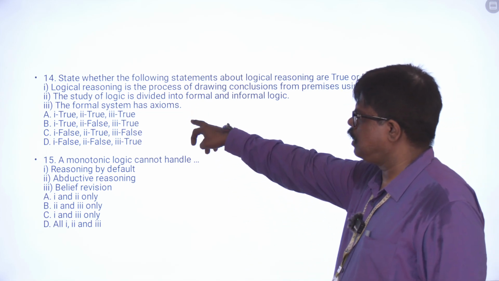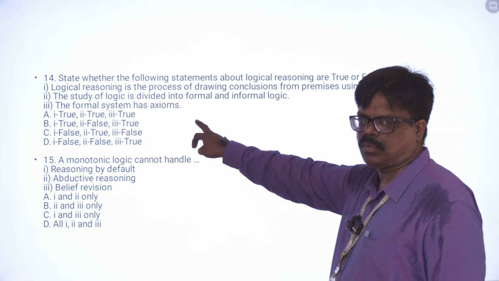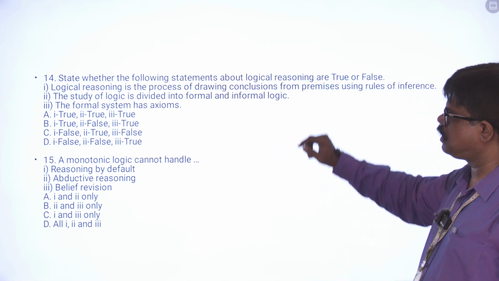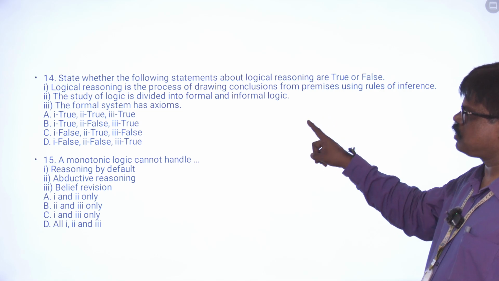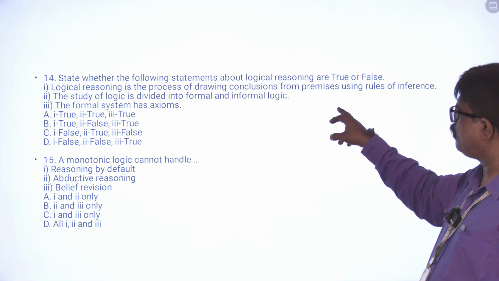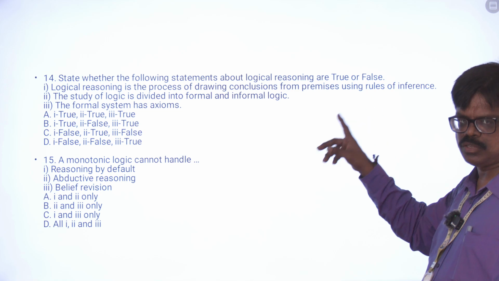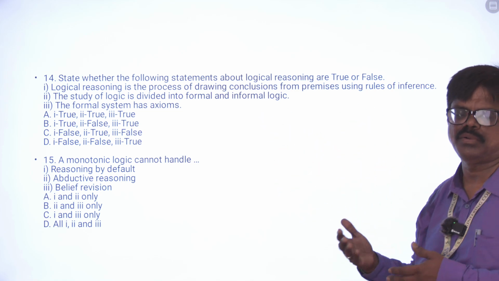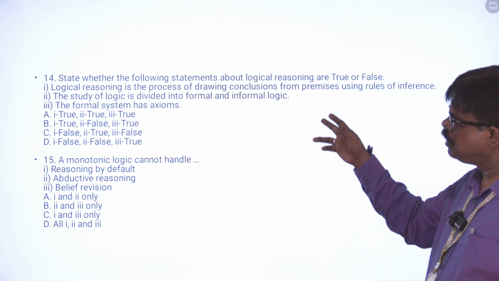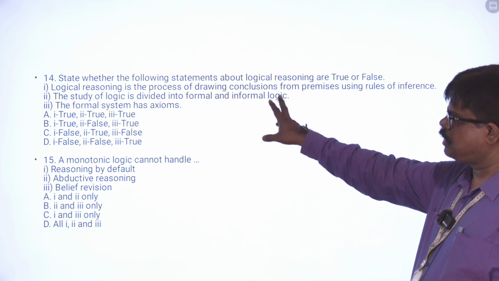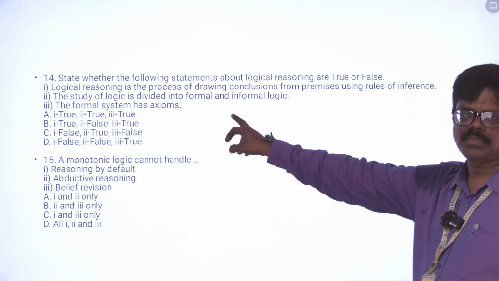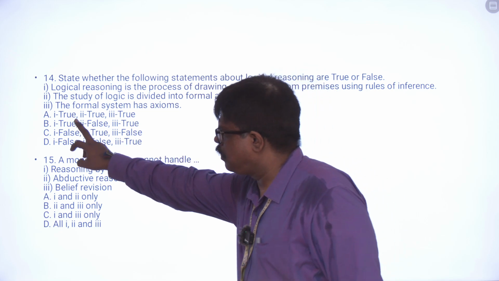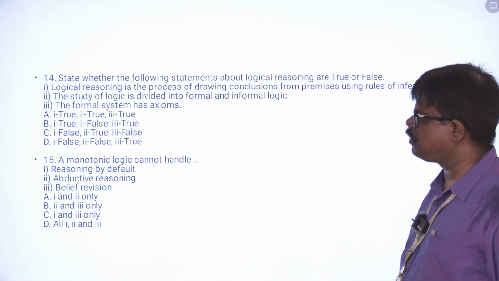So the first statement, second statement and third statement are all true. Logical reasoning is the process of drawing conclusions from premises using the rules of inference. That is true. Next, the study of logic is divided into formal and informal. I told you previously about formal logic and informal logic, so it is also a part of logical reasoning. The last one is formal systems axioms, so this is also true. So the option is the first one, A. You can make a note of it. A is the solution for the first one.